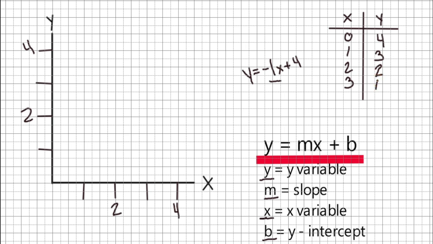So let's go ahead and plot these. So 0, 4 is right here. 1, 3, 2, 2, and 3, 1. So if we make our curve here, it's going to be something like this, right? And this is downward sloping. This is a downward sloping curve.